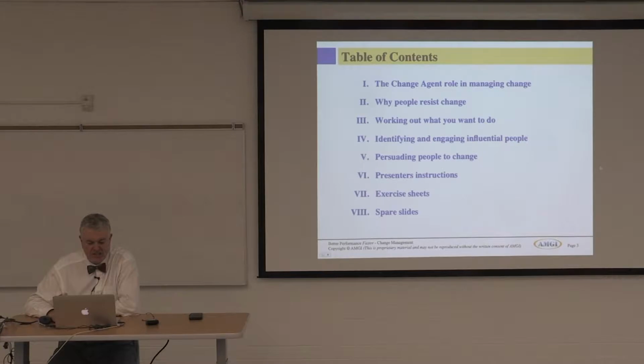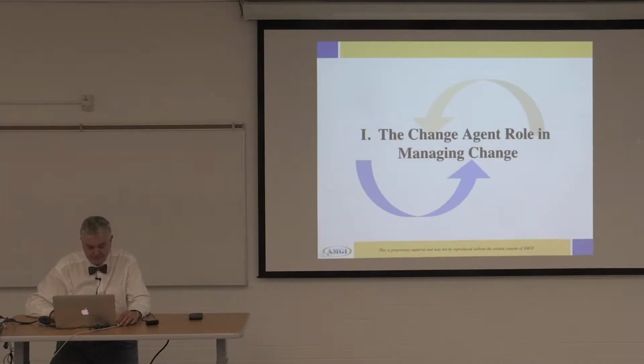Table of contents: the change agent role, why people resist, working out what you want to do, identifying and engaging influential people, persuading people to change, and so on. Again, that number 5, I think I'll stop there because I picked that up in APS 1013.